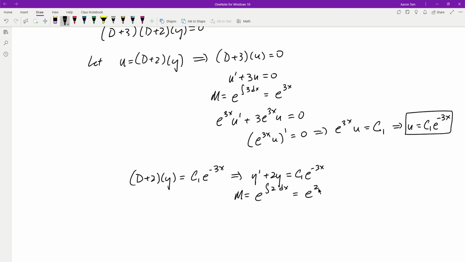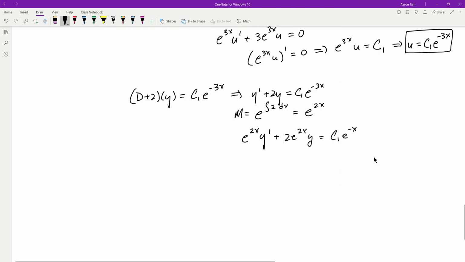Again, this is a basic exponential multiplier method problem. So I'm going to say m equals e to the integral of 2 dx. So therefore e to the 2x will be our exponential multiplier. So e to the 2x y prime plus 2 e to the 2x y equals c1 times e to the negative 3x times e to the 2x, which becomes e to the negative x.